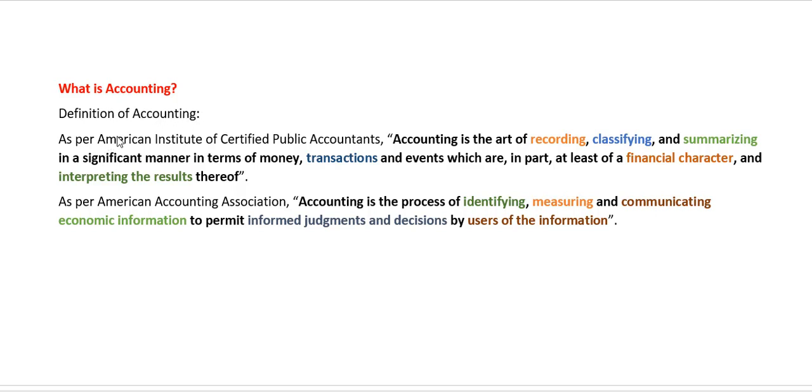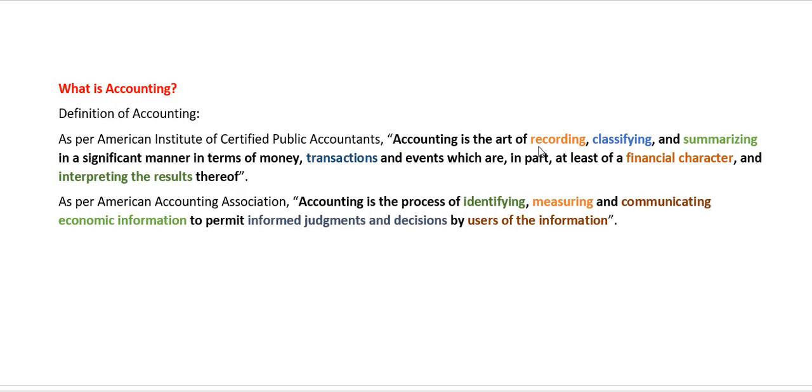As per the American Institute of Certified Public Accountants, accounting is the art of recording, classifying and summarizing in a significant manner in terms of money, transactions and events which are in part at least of a financial character, and interpreting the results thereof. So let's reread the definition. Accounting is the art of recording.